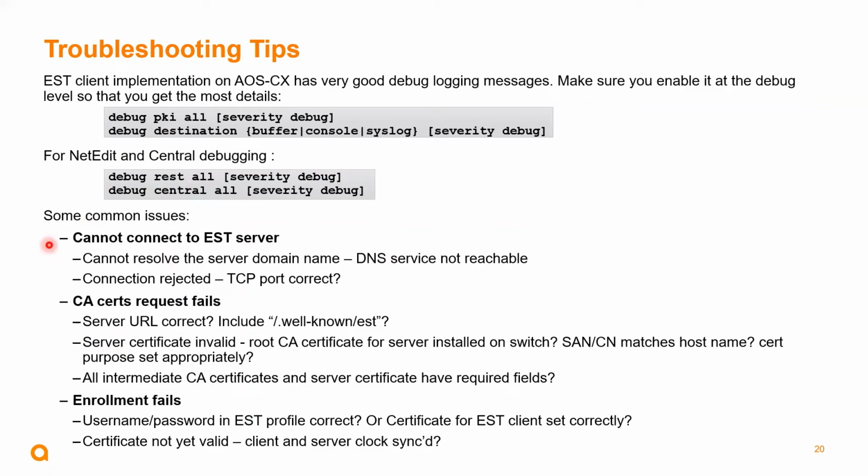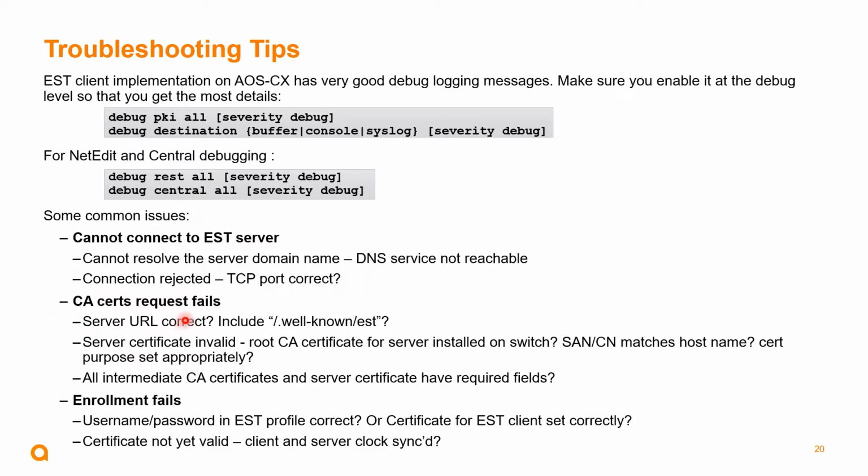Let's see the common issues faced with this feature. First comes EST server reachability. If there is any issue with the EST server reachability, you can check the DNS service, whether the DNS server is able to resolve the FQDN of the EST server. Even if that is working, next we have to check the TCP port. If the TCP port is blocked in the path from the switch to the EST server by any firewall, we need to make sure the TCP port is unblocked.